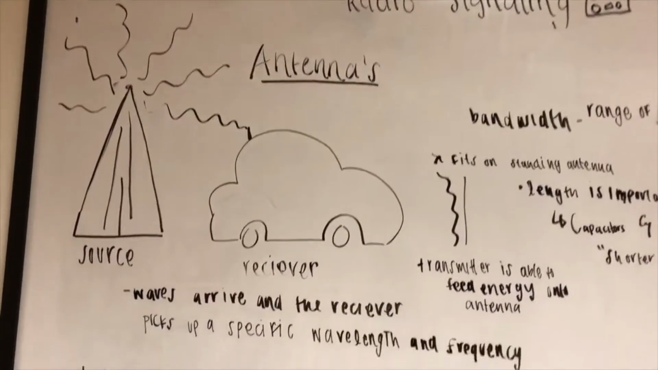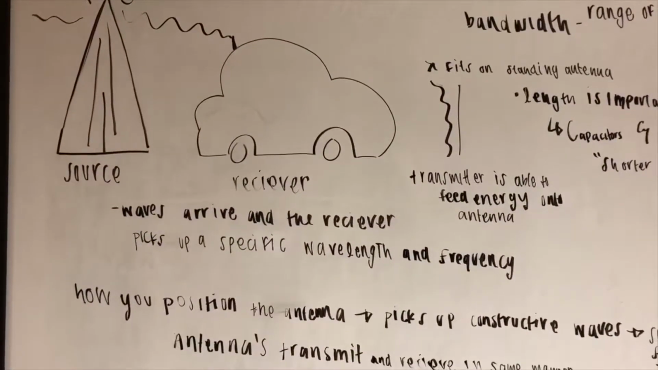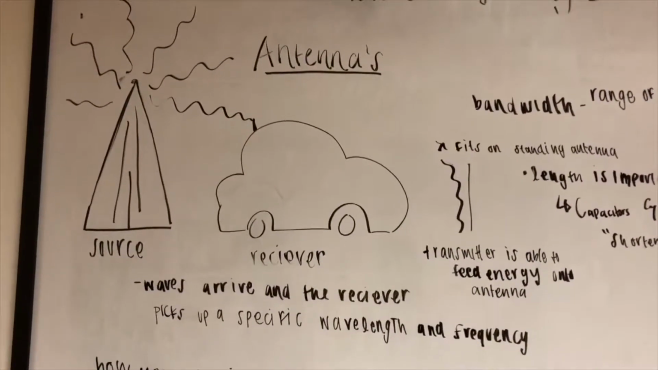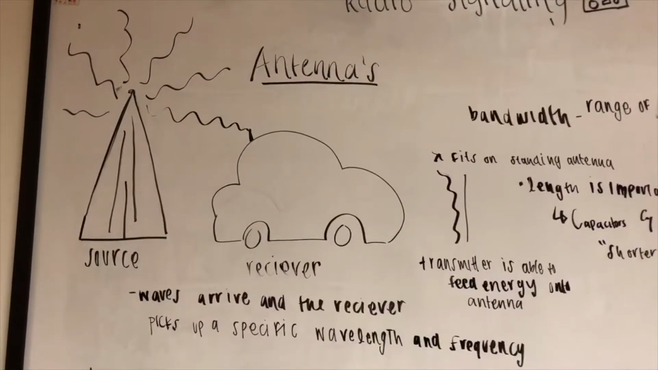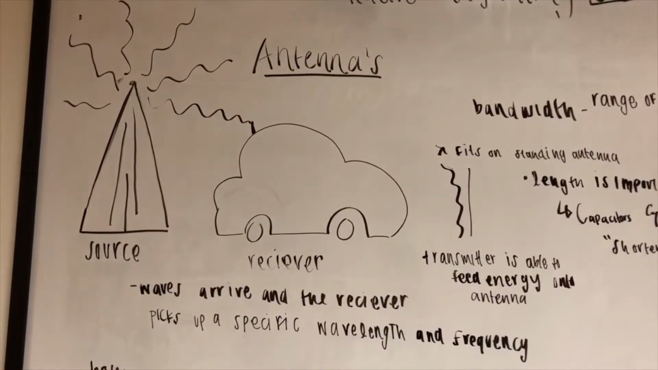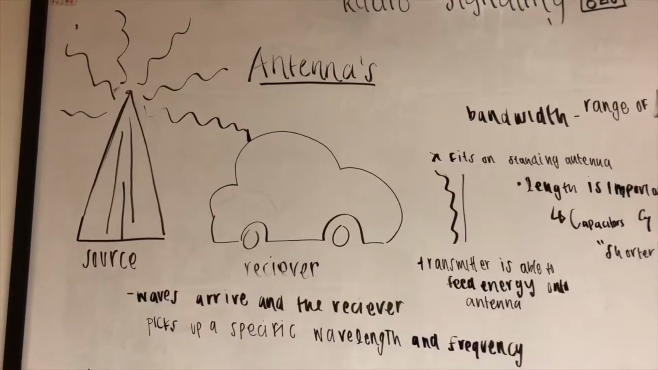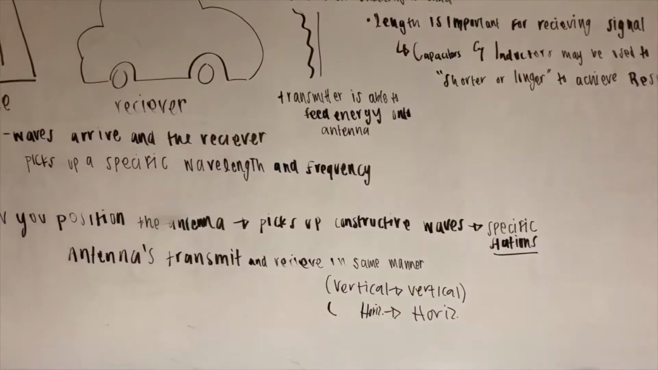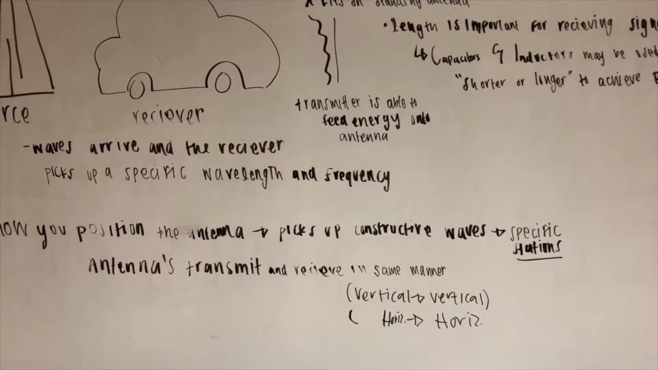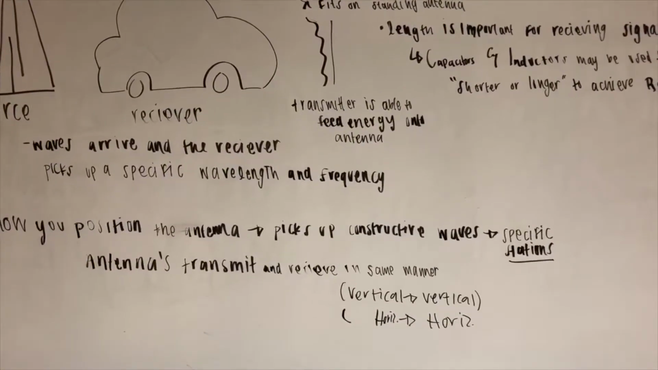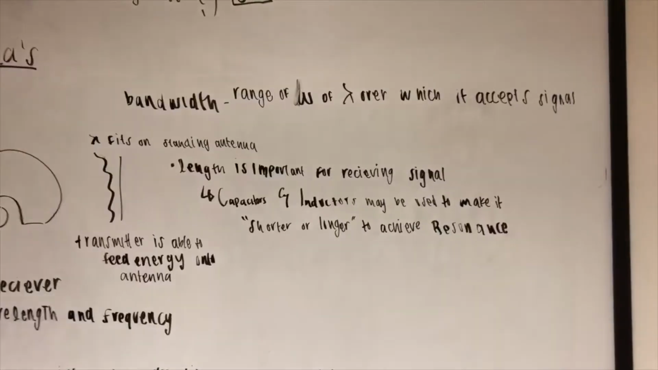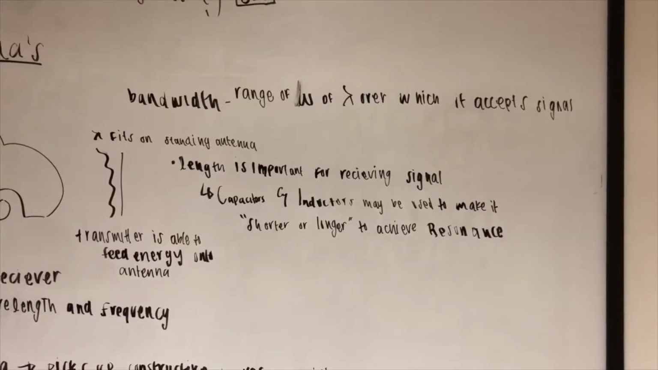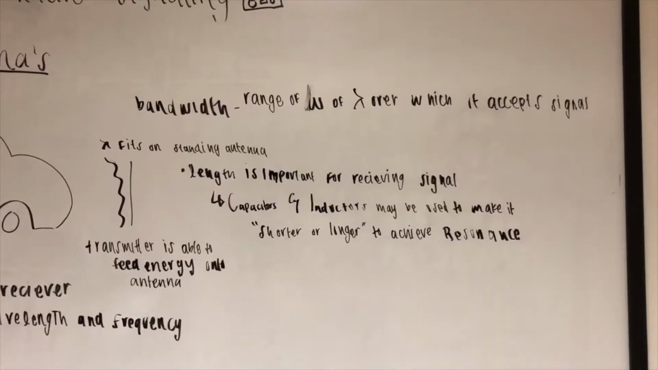Waves arrive and the receiver picks up this specific wavelength and frequency of a specific station. So you can position the antenna in a certain way to pick up different frequencies, and that will change your station. Antennas transmit and receive in the same manner, such as vertically polarized antennas will only transmit and receive from also vertically polarized fields. When the wavelength is transmitted and received by the antenna, it is able to feed energy onto it and be transmitted.